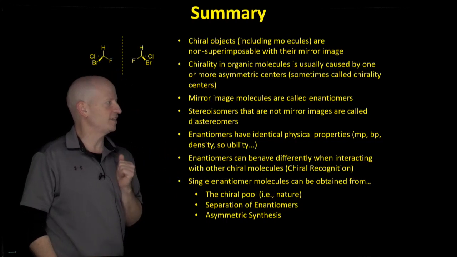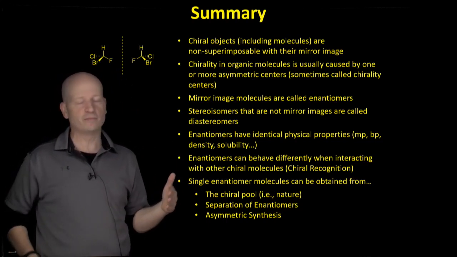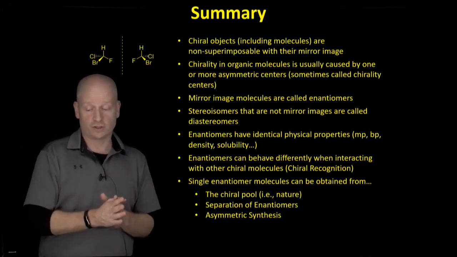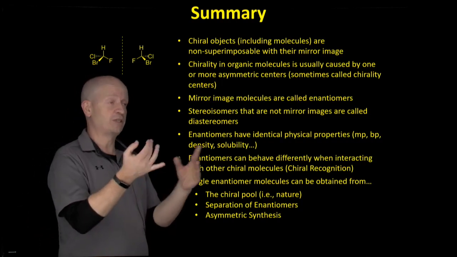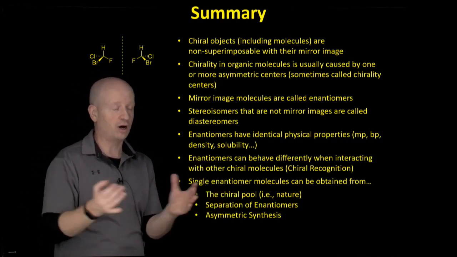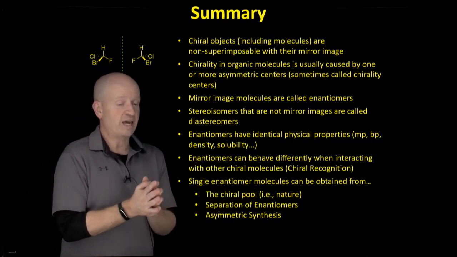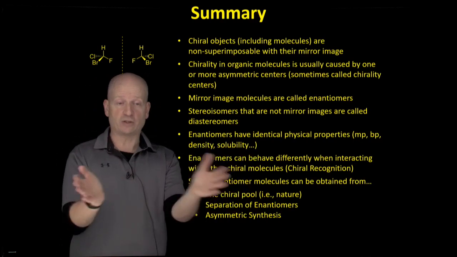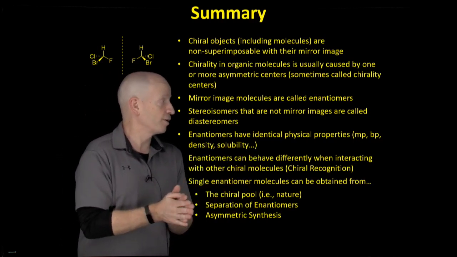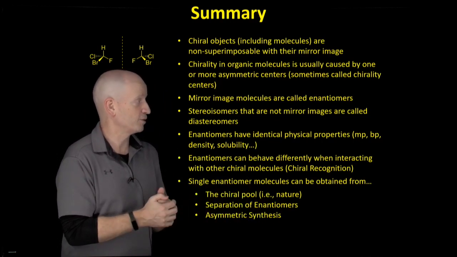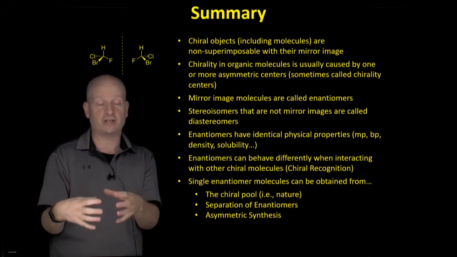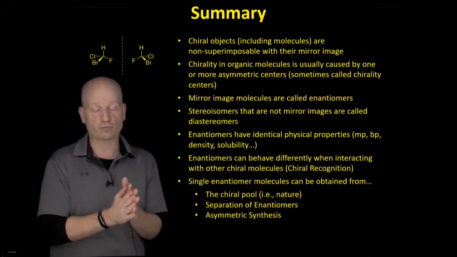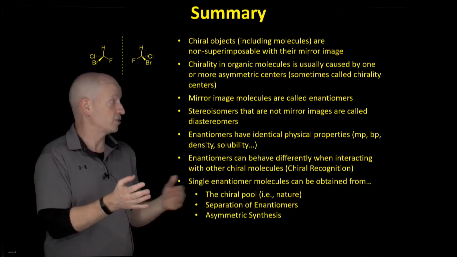And single enantiomer molecules can be attained from effectively three different sources. Either from the chiral pool, which means we get it from nature, or we make a racemic mixture and we separate those enantiomers, or we start with achiral starting materials and we have chiral catalysts or chiral reagents and we make one enantiomer in preference to the other, or in other words, asymmetric synthesis.